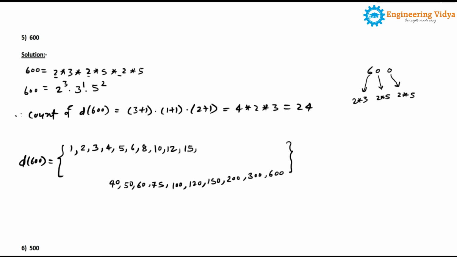Now after 15 we'll check for the next. 16, 17, 18, 19 cannot divide 600, right? Here 20 can divide 600. But if we divide by 20, right, you will get 30. Quotient will be 30.